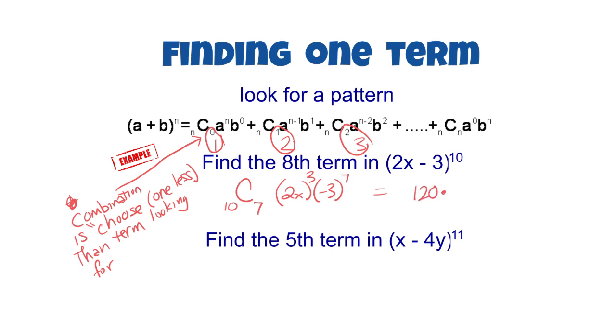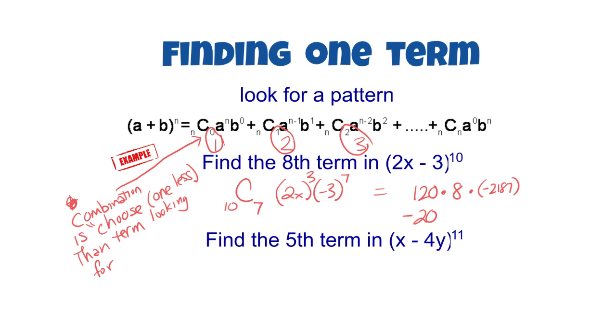2 to the third is an 8. And here we go. Finally, I'm going to get a negative number. Negative 3 to the 7th is 2,187, but it's going to be a negative 2,187. And if I multiply that times the 8 and times the 120, I get this big old negative coefficient.